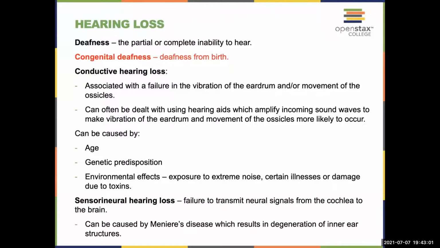And then there's conductive hearing loss, and this is associated with failure in the vibration of the eardrum or the movement of the ossicles. And this can be caused by age. A person might have a genetic predisposition. There are environmental effects. Like if you ever walked by somebody who's got their earbuds in, but you can hear their music, that would be an example of an environmental impact that an individual is doing to themselves, that they may experience hearing loss later in life, right? And then, did I mention age? Yeah, age can also have that impact as well.